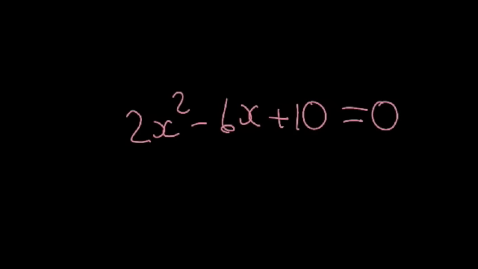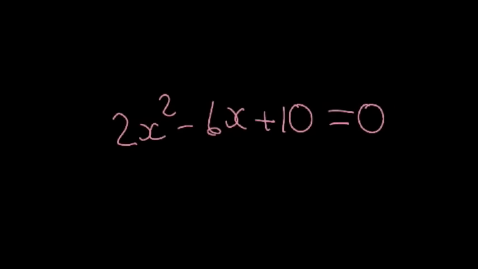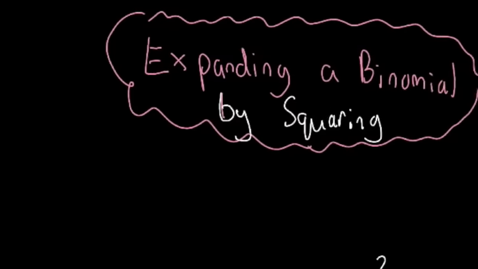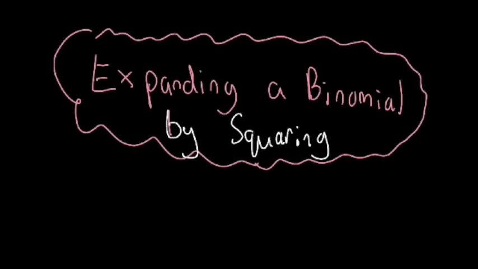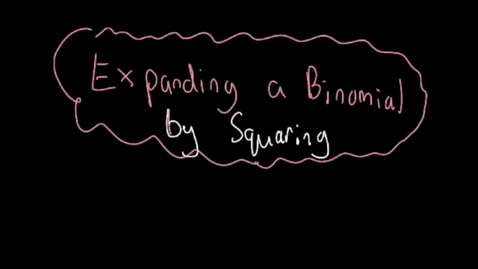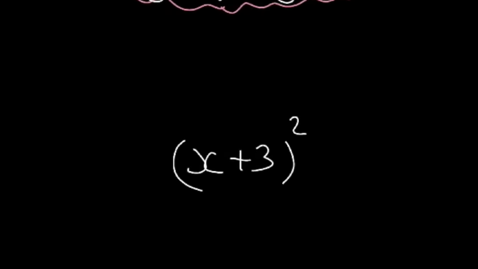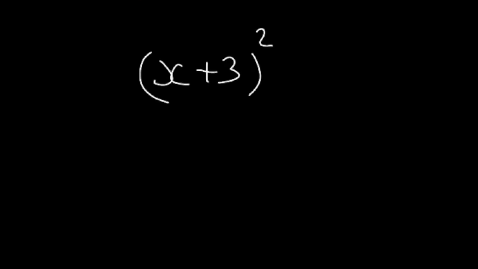Now, before I actually look at how we could solve a quadratic equation like this, I want to take a slight detour. And I want to look at something called expanding a binomial by squaring. And we did cover this in grade 10, but I just want to go over the basics and look at some patterns. So, if we look at a binomial that's being squared, it could look something like that.